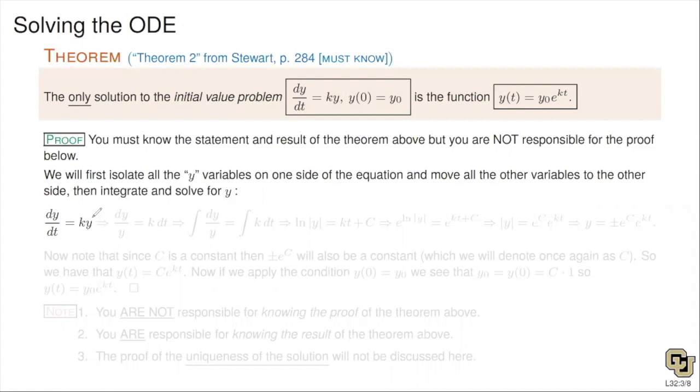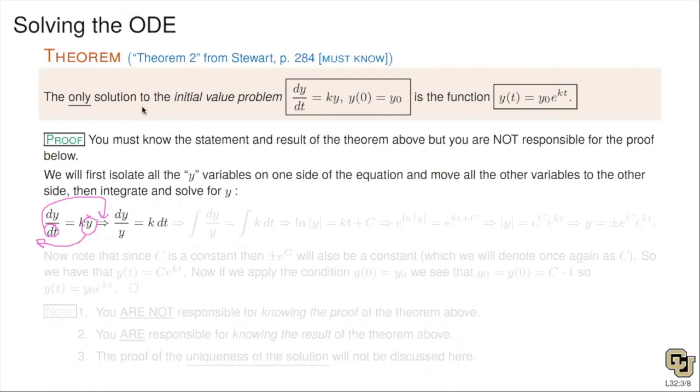So separation of variables, the first step is I'm going to put all the y variables on one side. So I'm going to move this y over here, so it'll be dy over y, and move all the t variables to the other side. So when I separate the variables, you get dy over y equals k times dt. And be careful, dy dt isn't really a fraction, so we really can't separate these things.